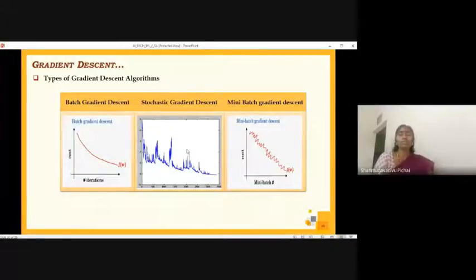understanding. The first one is batch gradient descent, the second one is stochastic gradient descent, and the third one is mini batch gradient descent. Each one has its own features, and it's not that I can apply any one of these for any kind of problem. So I have to first of all study what is the role of each of these, what is the purpose of batch gradient, what is the purpose of stochastic, what is the purpose of mini batch.